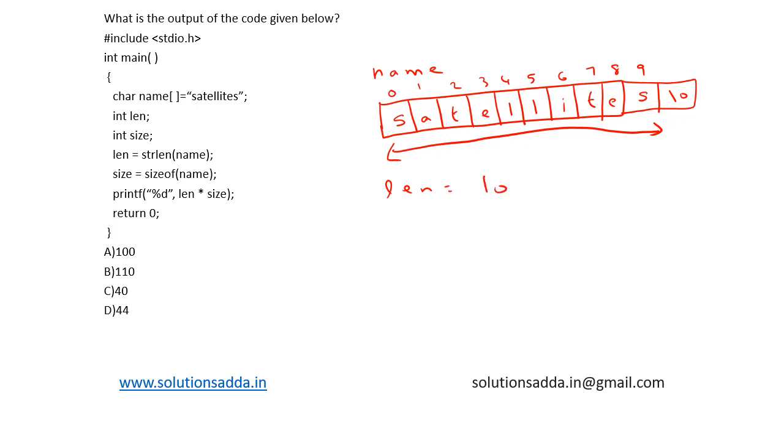And size is storing the size of this particular character array. So sizeof would store the string length plus the null character. So size would be having the value 11. We are asked to find the product. So 10 into 11, we get 110. So option B is the correct answer.